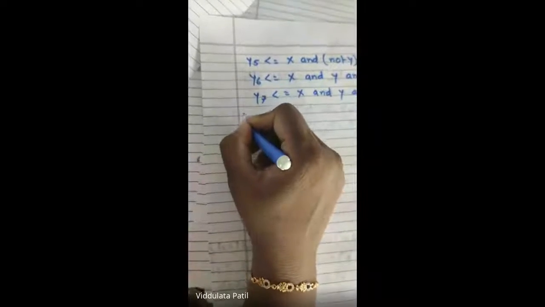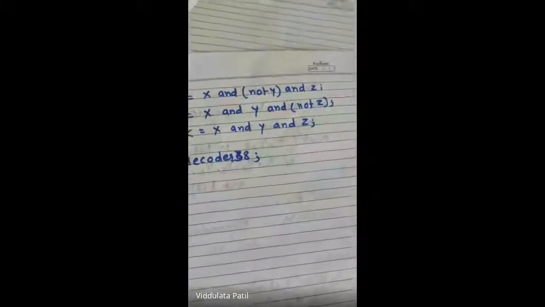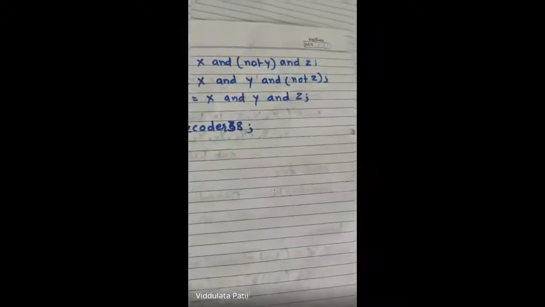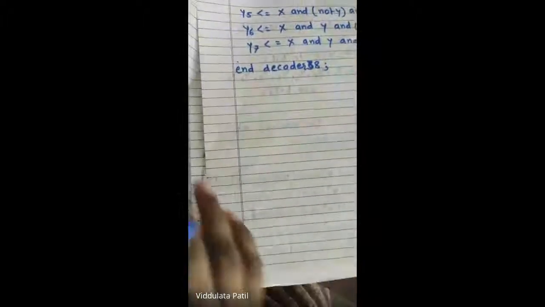Okay, then end of this architecture. Okay. Decoder 38. And this is the program for this 3 to 8 decoder using data flow modeling. Okay, so now that we have seen this, is there any doubt about this circuit?